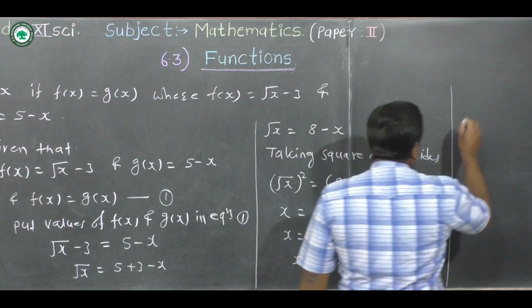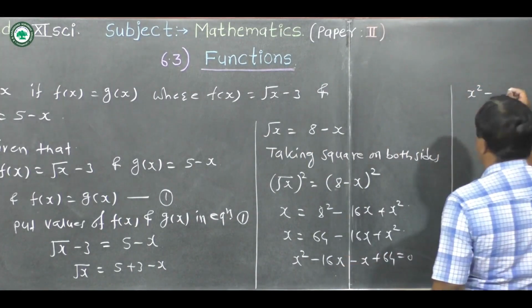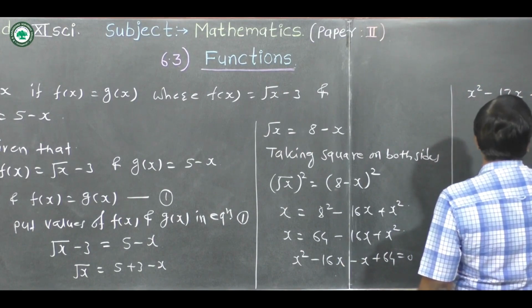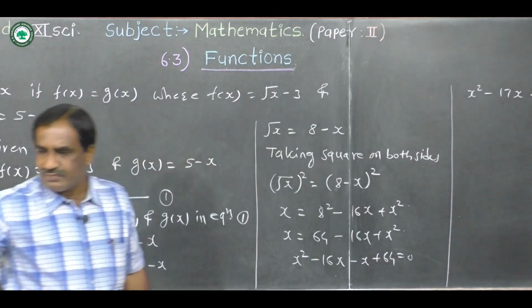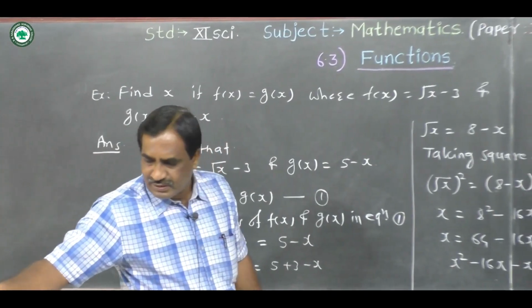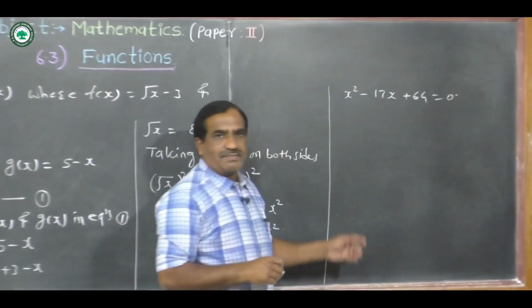That is x square minus 16x minus x means minus 17x plus 64 is equal to 0. Okay, this is the quadratic equation in x. It has two values. We can solve this by using the formula.